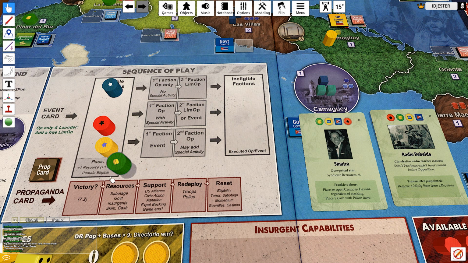So again, you can pass, you can get a little bit of resources. If you don't pass, then you're going to choose one of these three boxes, and each one of them will let you do something else. If you want to play the event, whether it's the shaded or unshaded event, you're going to choose this box right here, and that is event. So you're going to do what the event does, just follow the text and do it, and you're done. You don't get to do anything else. You just get to play the event. That's it. Boom, done. Then we go to the next player.